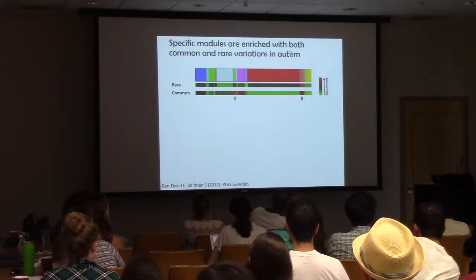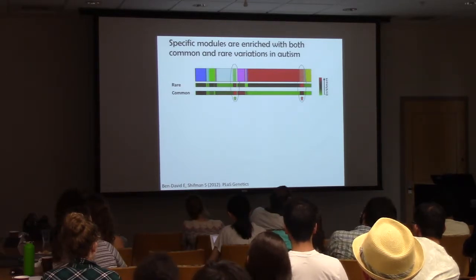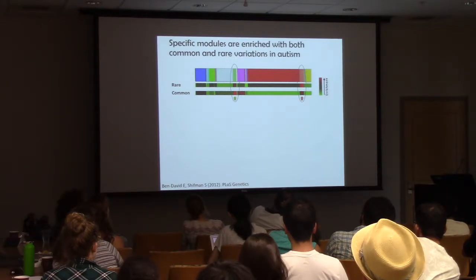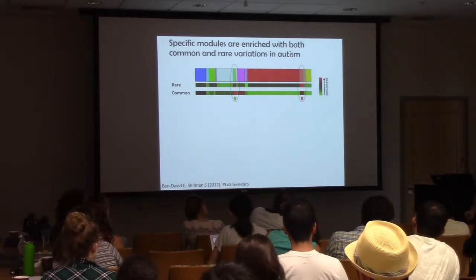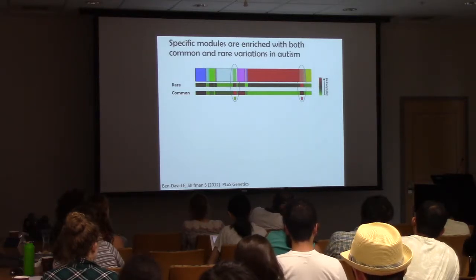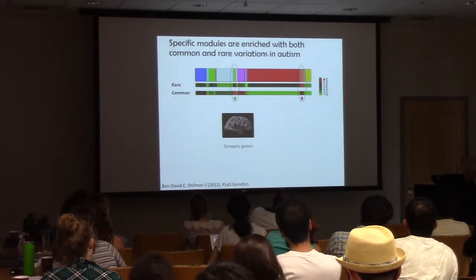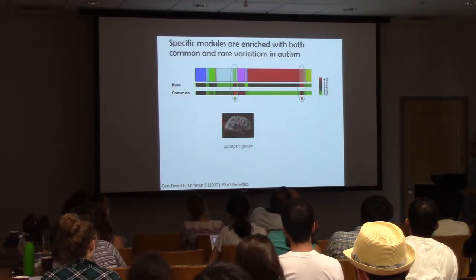And we tested the enrichment in each one of those modules for common and rare variation. Here, red means higher enrichment, green means lower enrichment. We got two modules that were significantly enriched for both common and rare variation. At the time, we were very happy because we were not sure that common variation really contributes much to autism. The details don't matter, but one of them included synaptic genes, and those types of genes were more enriched with common variants, as you can see here.